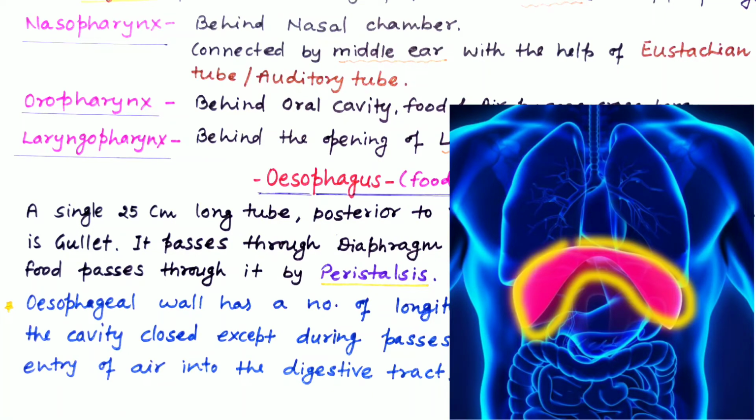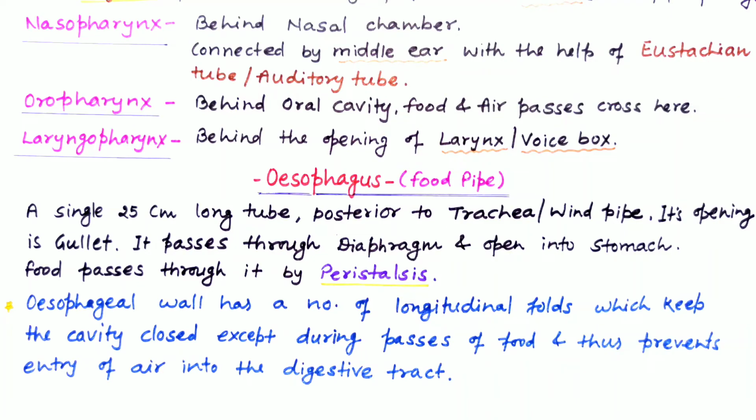So most of the part of digestive system as stomach, small intestine, large intestine, pancreas, liver, gallbladder, they all are placed in abdominal cavity. Now when food enters in the esophagus, this passes down towards stomach by a movement. This is known as peristalsis. So this movement is very important.